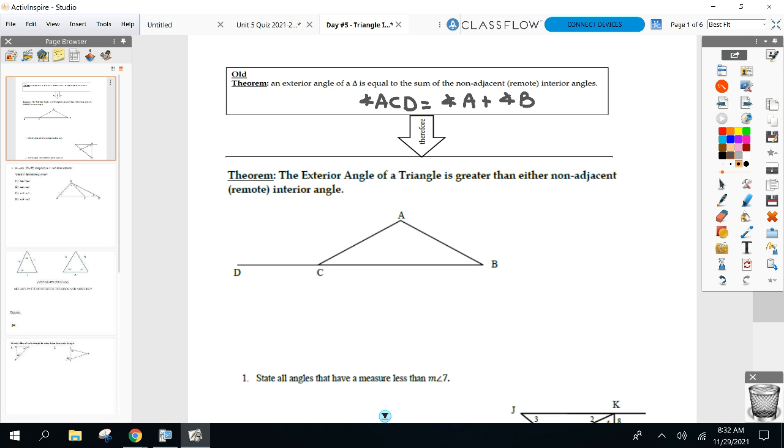I want to break that down even further today. Wait a second. If ACD is equal to A and B added up, shouldn't angle ACD be greater than angle A by itself? Because if ACD is equal to A and B together, ACD should be bigger than both of them, without a doubt. Also, ACD should be bigger than angle B.